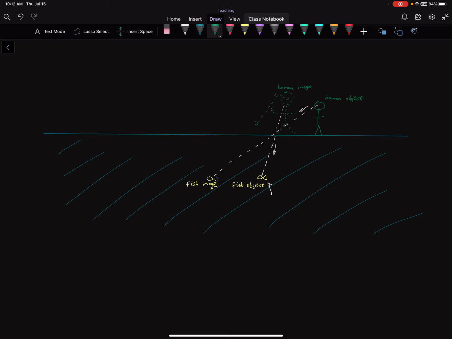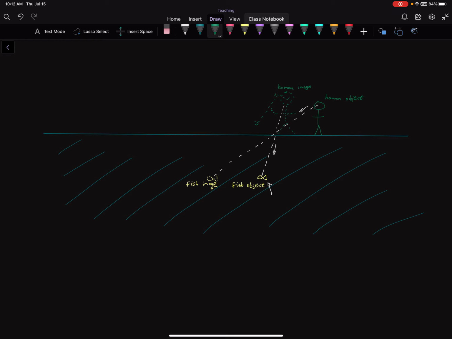So what we can talk about here is the difference between a point object, an extended object, a real image, and a virtual image. So in this image, we're really treating the fish as a point object, tracing one single ray from that point to the observer. All physical objects are extended objects, which just means that they're made up of many points. They have some dimension to them.